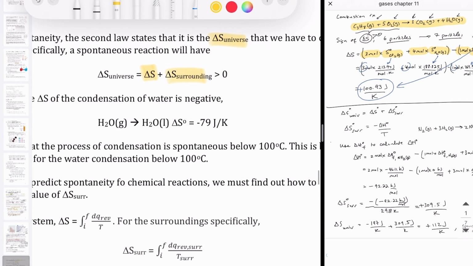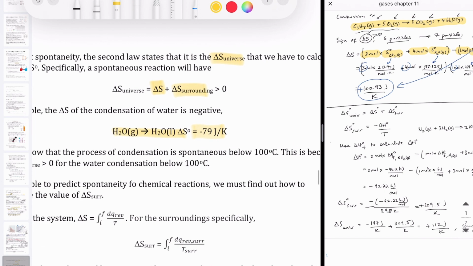So for example, here's the reaction of the condensation of water. H2O gas goes to H2O liquid. And you can see even without looking up the molar entropy values, you can tell that that process is going to have a negative entropy change because you're going from a gas to a liquid. If I actually go ahead and calculate that delta S using the values from the thermodynamic table of the absolute entropy values, I find that it's negative 79, which, as I predicted, is a negative value, which means the process will not be spontaneous.